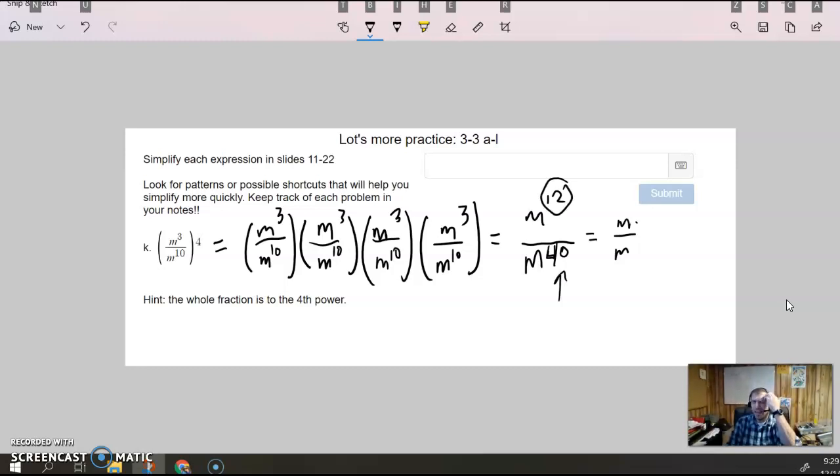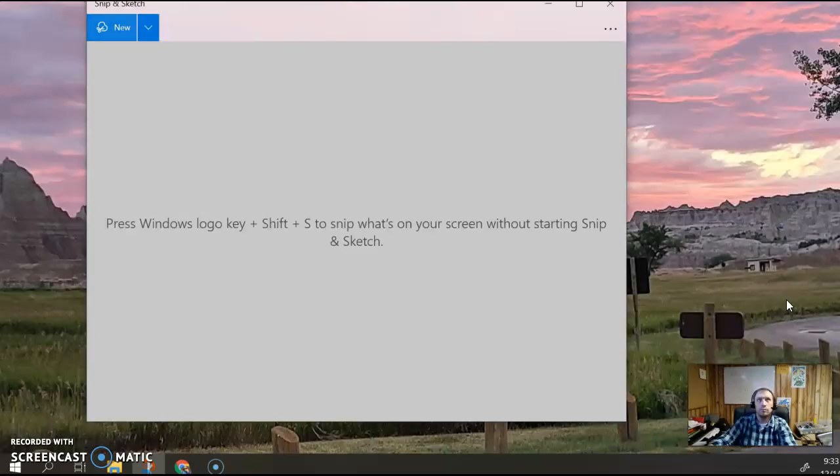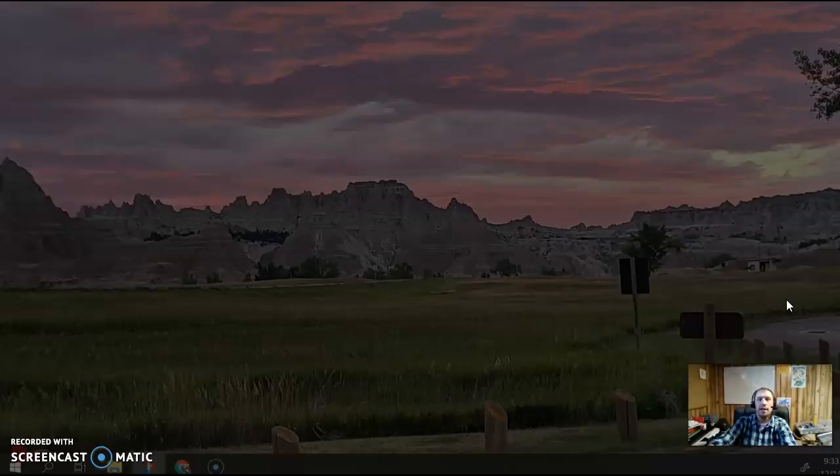So how do we figure that out? Well, it's 40 minus 12. So I have m with 40 minus 12 is going to give me m to the 28th on the bottom. All right? Then, since I got rid of all those m's on top by dividing m over m, I'm left with 1 on top. So we have one last one to look at, and I'm running out of time.